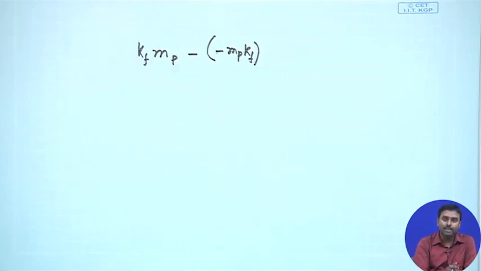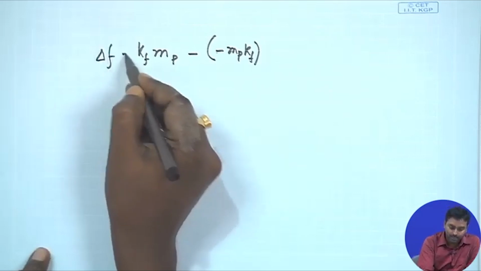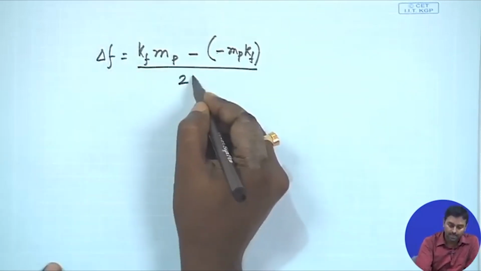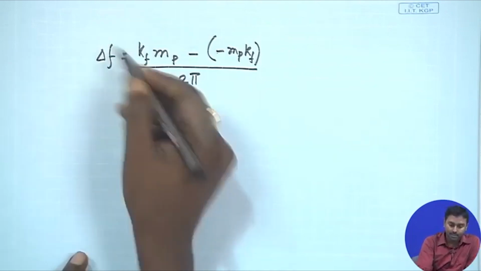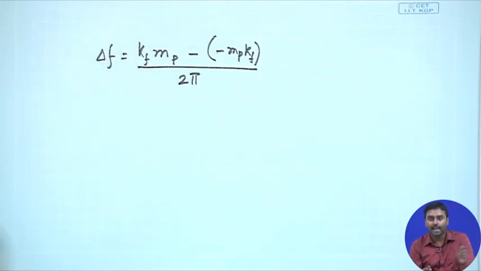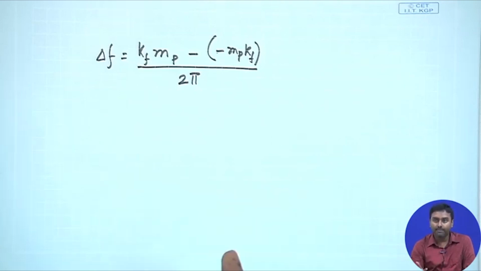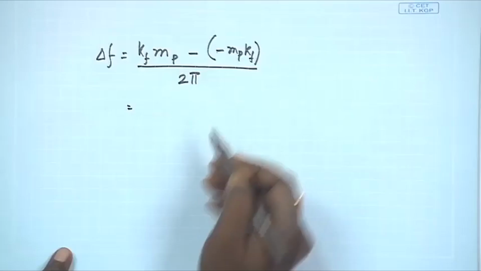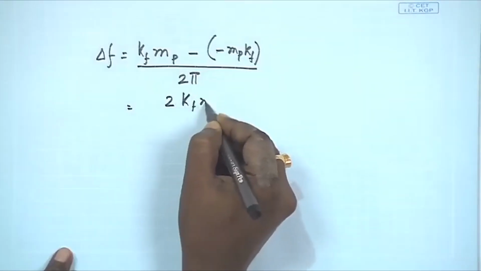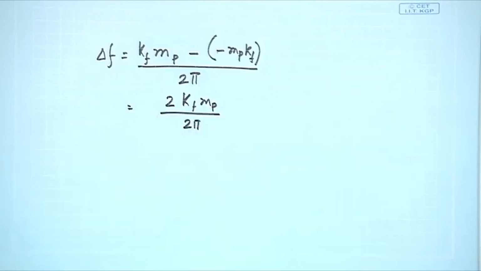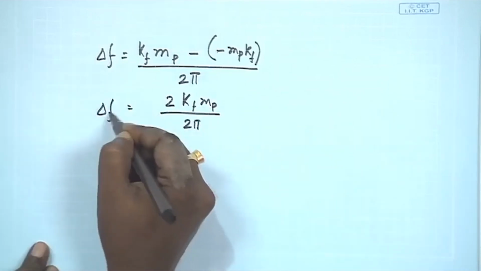If I wish to represent it in the frequency domain as del f, that must be divided by 2 pi. So this is the frequency deviation that happens due to my signal variation. As you can see, that is directly dependent on this kf factor. The more kf I put, the more frequency deviation there will be. The lesser kf I put, the lesser frequency deviation there will be. And immediately, what do I get? That should be 2 kf mp divided by 2 pi. That is my del f.